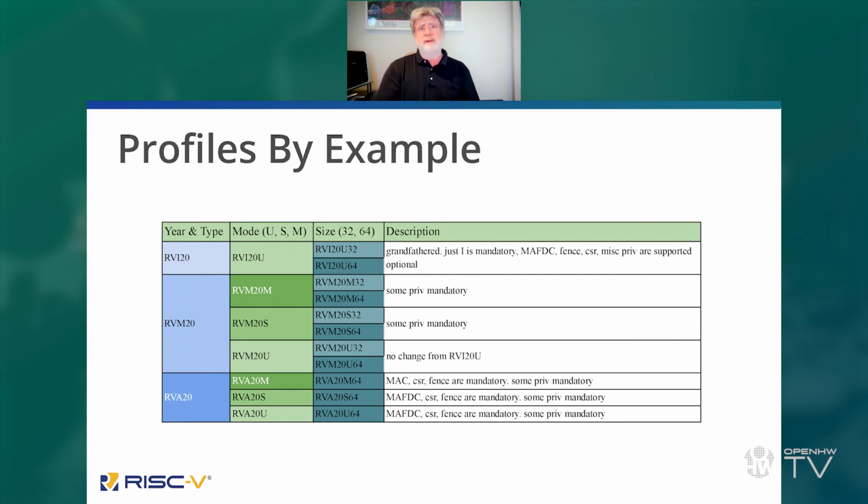As you can see, there's the basic stuff that sits in RVI. Some things are supported optional. And then when you go on to the RVM, we add some of the priv instructions that were there as optional become mandatory. But for the U mode, it stays the same. And then let's go to RVA. And RVA, all of a sudden, a bunch of the things that were optional in the base stuff in RVI 20 become mandatory. And that's important because what we're trying to do is evolve things and move things forward.